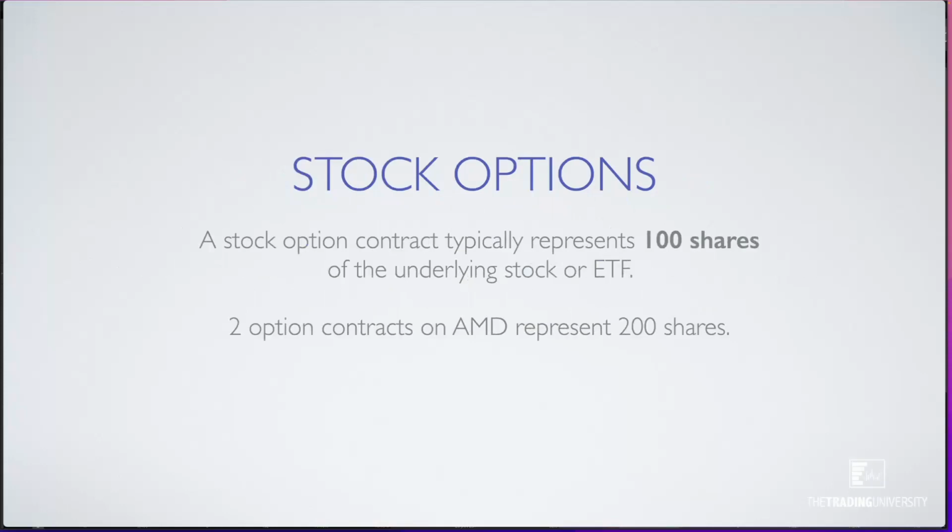So a stock option contract, one contract, typically represents 100 shares of the underlying stock or ETF. So for an example, 2 option contracts on AMD represents 200 shares. One contract would represent 100 shares. 5 contracts would represent 500 shares. So that's the general rule, and that's why when using leverage, you're actually in control of 100 shares per contract that you have purchased or sold or whatever you're doing with your options.